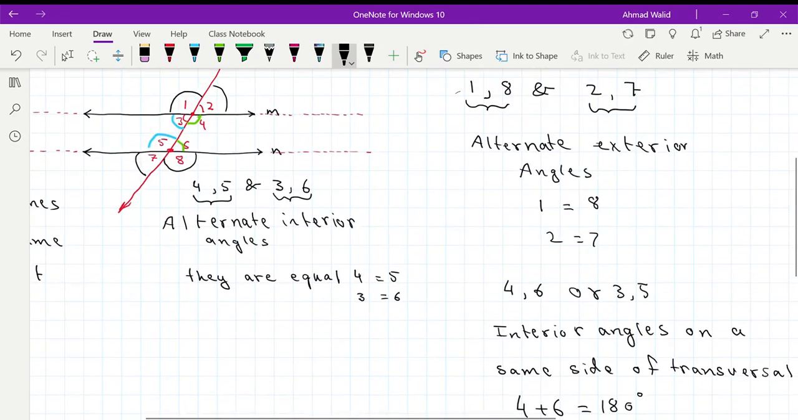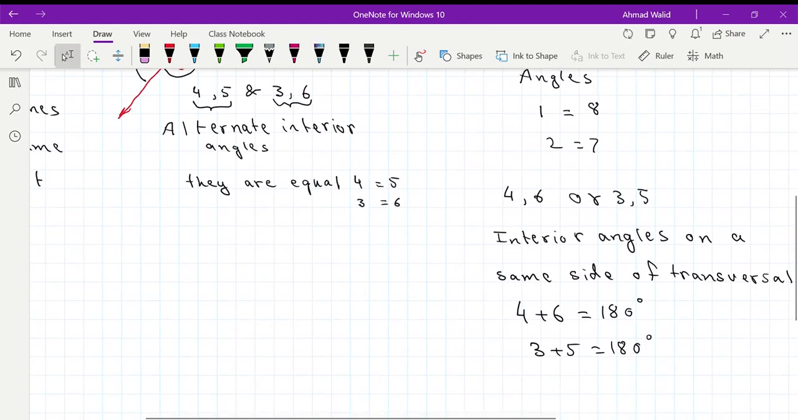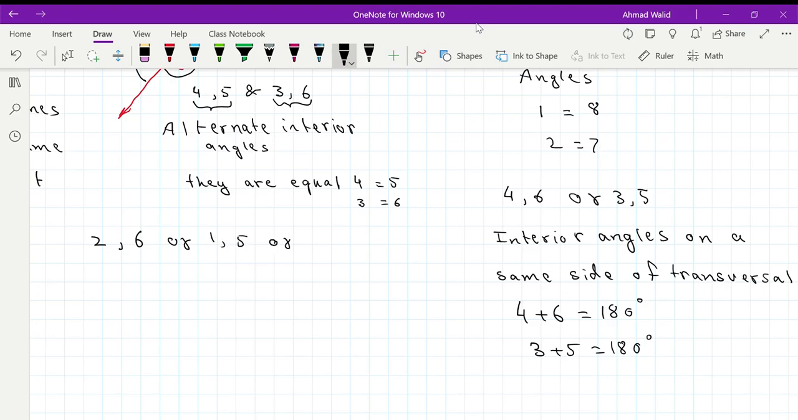Look at here in the diagram. If you add 4 plus 6, it gives you 180 degree. If you add 3 with 5, it gives you 180 degree. Another one, last one, another relation. Angle 2 and 6, or you can say 1 and 5, or 3 and 7, or 4 and 8. All of them is outside, you see.